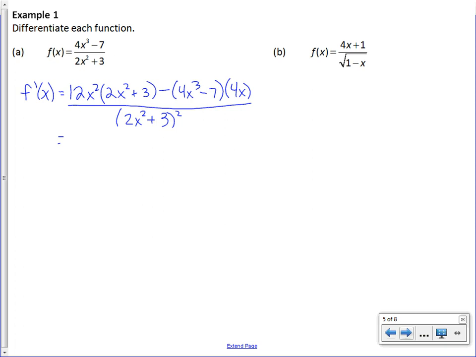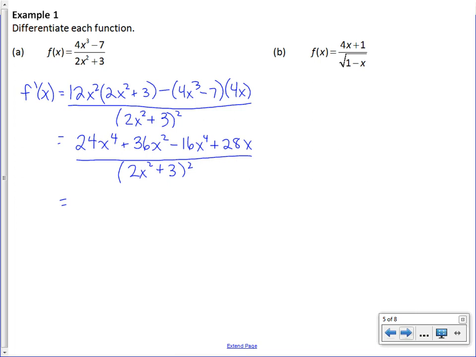So 12x squared times 2x squared would be 24x to the 4. 12x squared times positive 3 is plus 36x squared. Then I'm distributing 4x to 4x cubed, remembering I'm subtracting. So 4x times 4x cubed is 16x to the 4, but subtracted. And then negative 7 times 4x is negative 28x, but times a negative is positive 28x, all over the bottom squared.